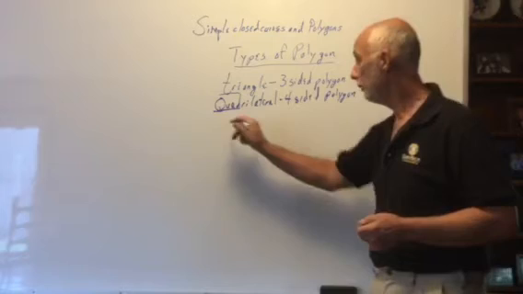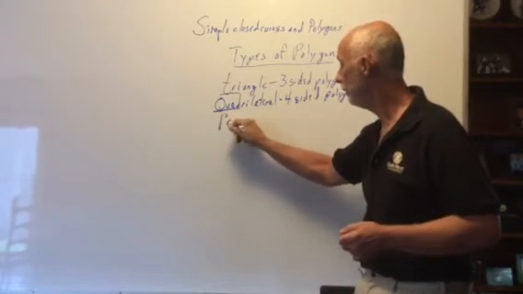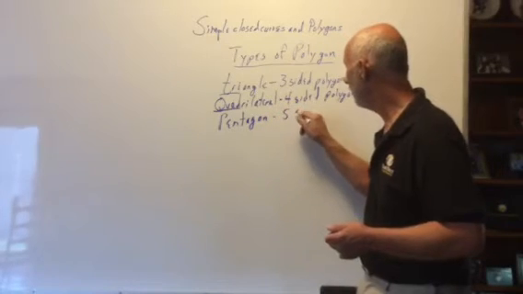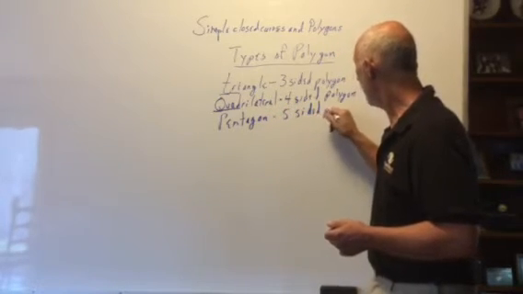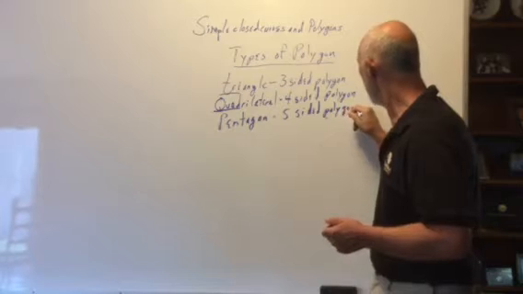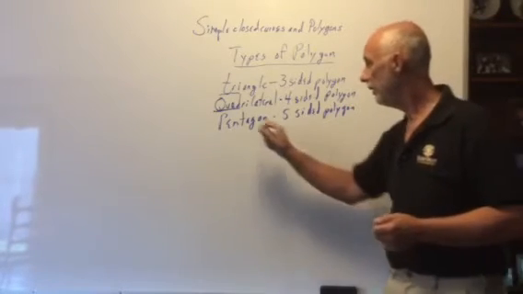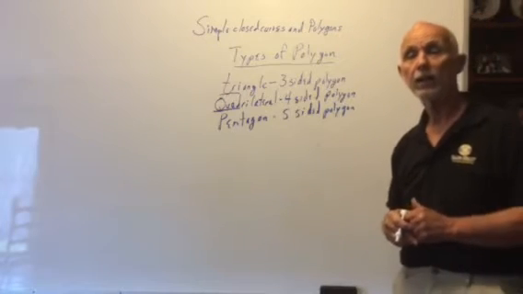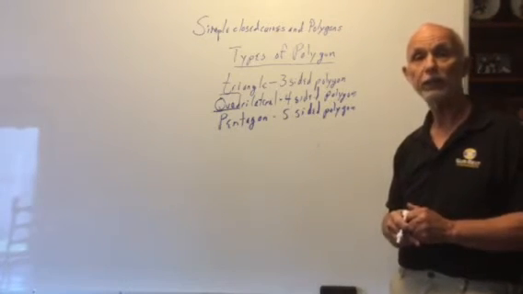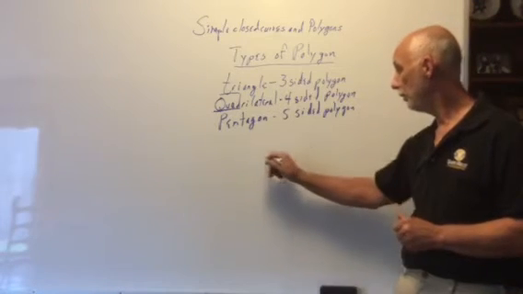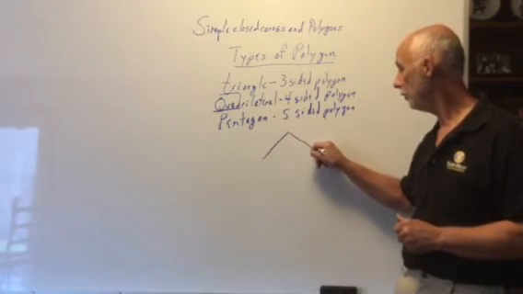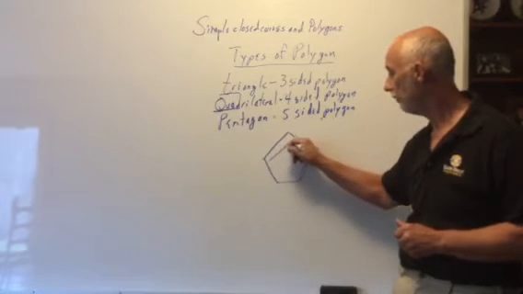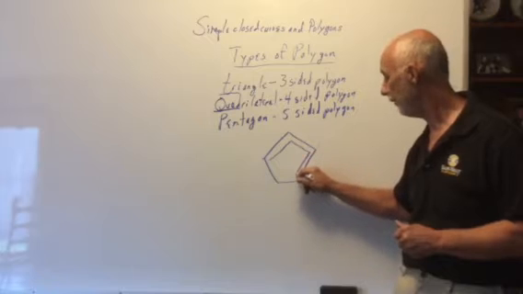Now, the next one is a pentagon. And a pentagon is a five-sided polygon. One of the ways you could remember a pentagon as five sides is if you've ever been to Washington, D.C., you most probably visited our Pentagon, which is our National Defense Building. And it looks something like this. The honest truth is, it's actually not a building. It's actually like five buildings tied together.